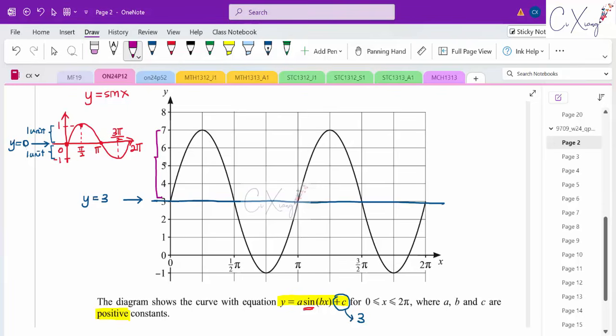So what is the unit here? You can see clearly that the highest point is 7. The center line is a 3, right? So 7 minus 3, you are having 4 units here. So let us double check.